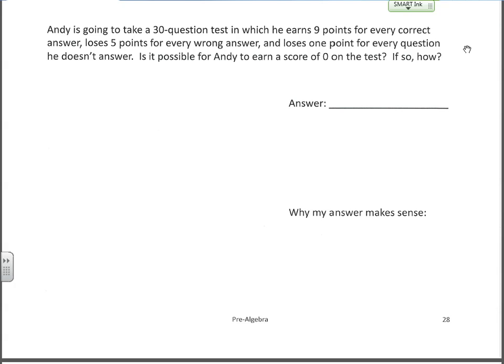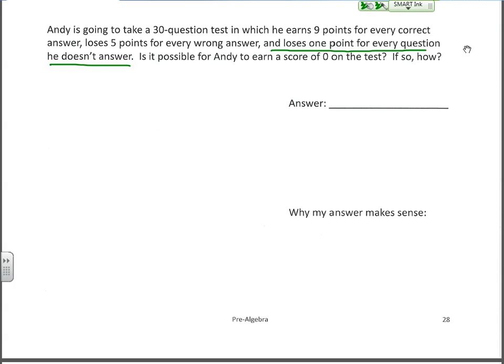And I mentioned that every year I get 3 or 4 kids that turn in a packet saying Andy doesn't answer anything. Because usually on a test, if you don't answer anything, you will get a 0 on it. However, on this particular test, he loses 1 point for every question he doesn't answer. So on a 30-question test, if Andy doesn't answer everything, then he's going to get a score of -30.